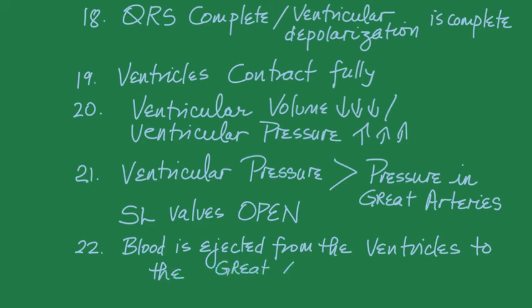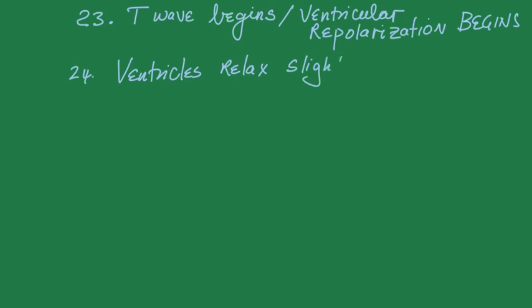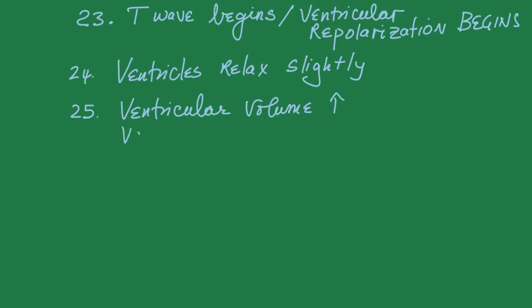So now we have T wave. The T wave just begins, which means ventricular repolarization begins. Ventricular repolarization will be followed by ventricular diastole or ventricular relaxation, but this also happens very slightly because the T wave just began. Ventricles relax slightly. As a result, ventricular volume goes up ever so slightly. There's a little bit more space, so the ventricular volume goes up slightly, one arrow going up. Correspondingly, ventricular pressure goes down slightly.